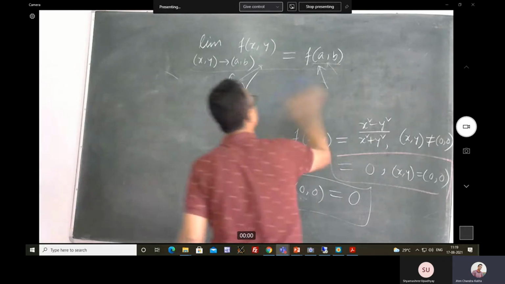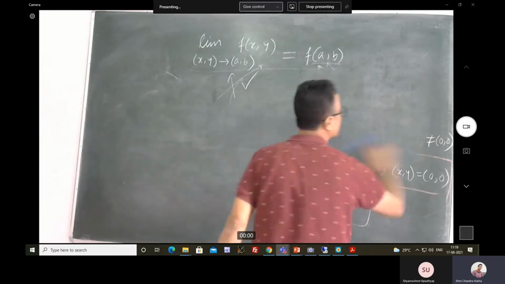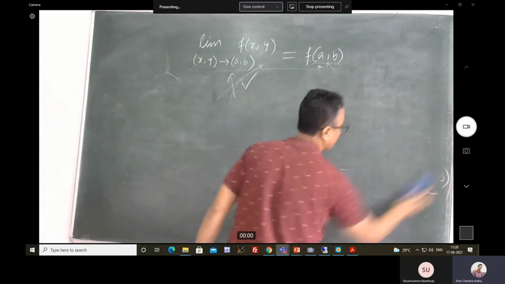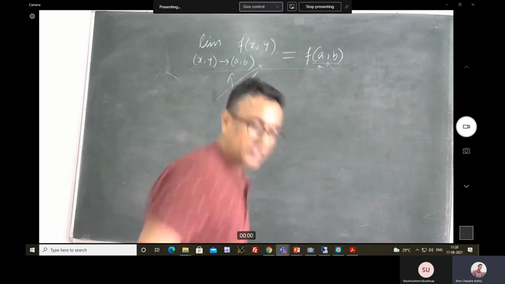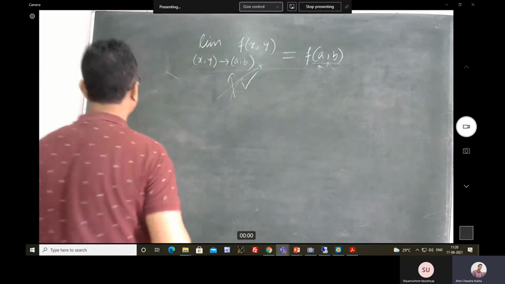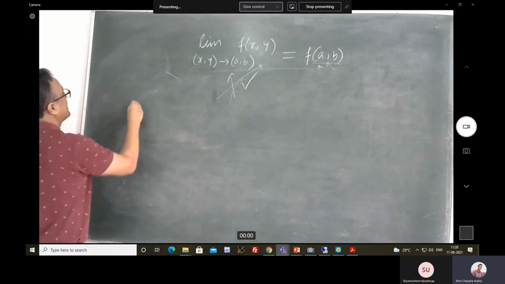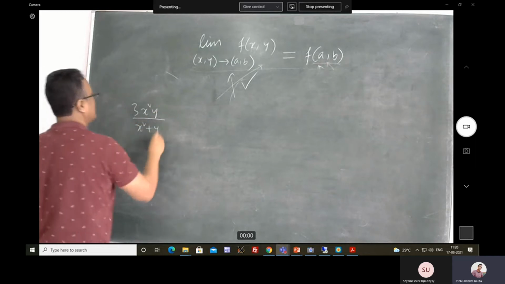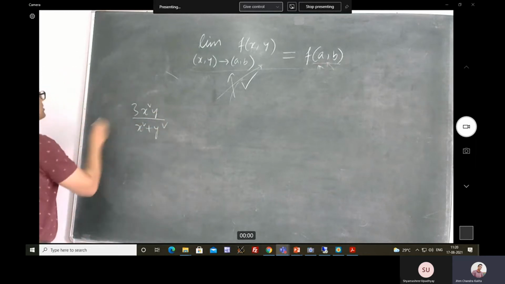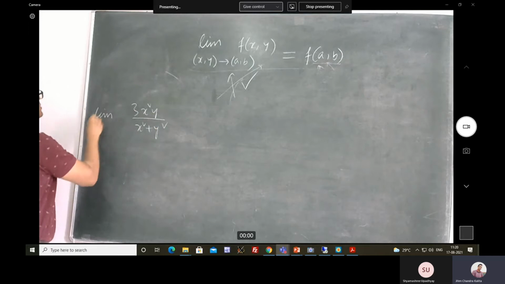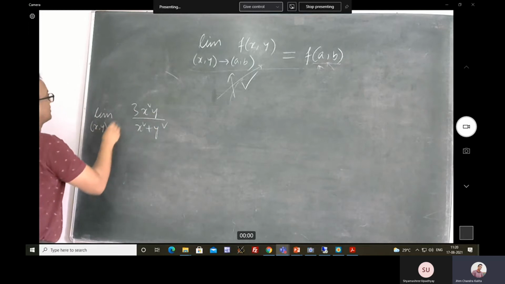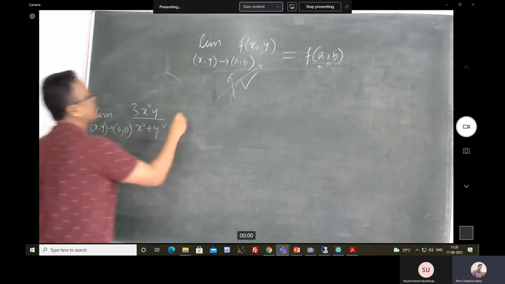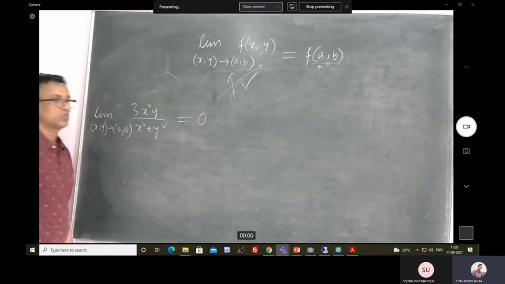Okay, fine. However, now again, whatever we have done earlier, let us again reconstruct something. We have already seen that for this function, the limit exists. We have already proved that the limit is equal to 0.